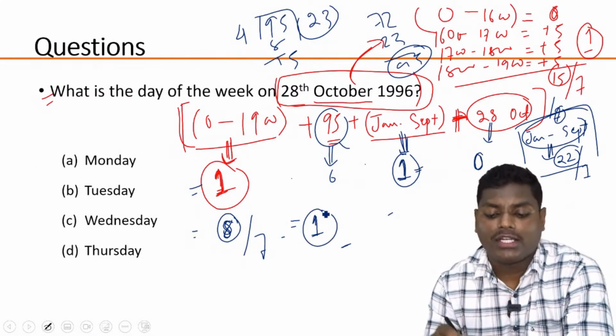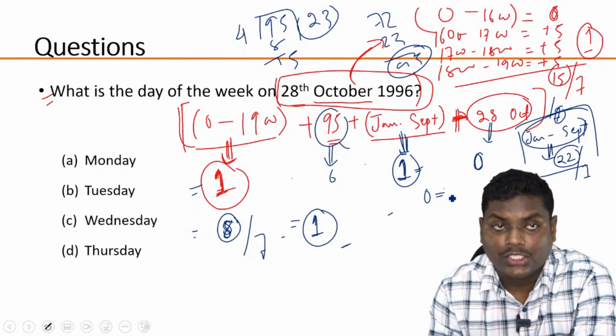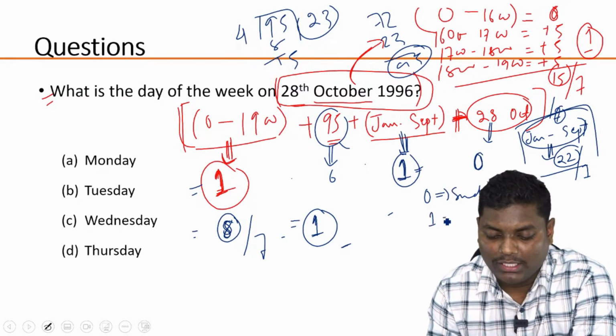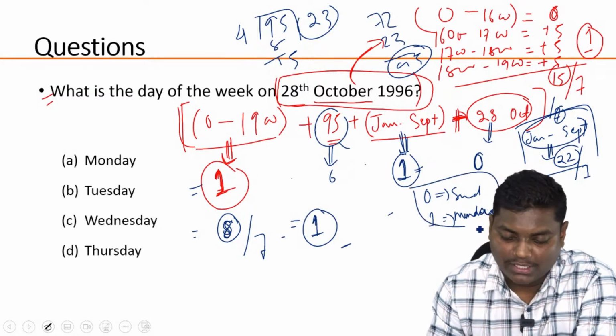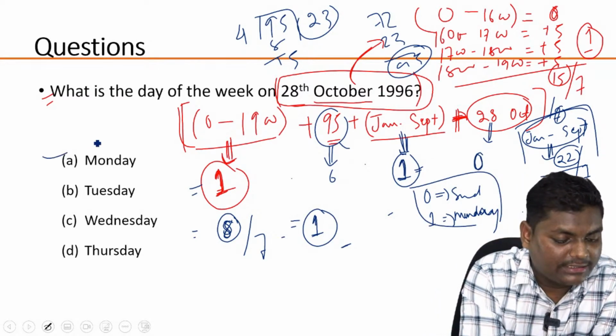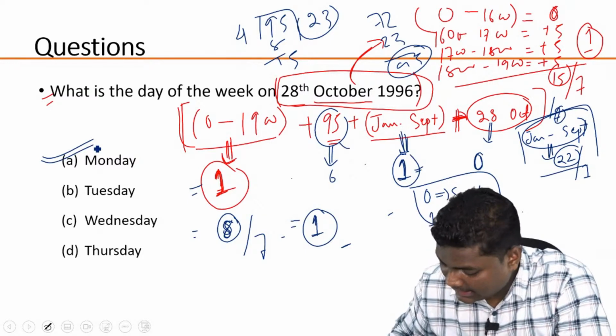Now what will this 1 odd day correspond to? We know for 0, it is Sunday. For 1, it is Monday. That's how we solve it. So the correct answer is Monday.